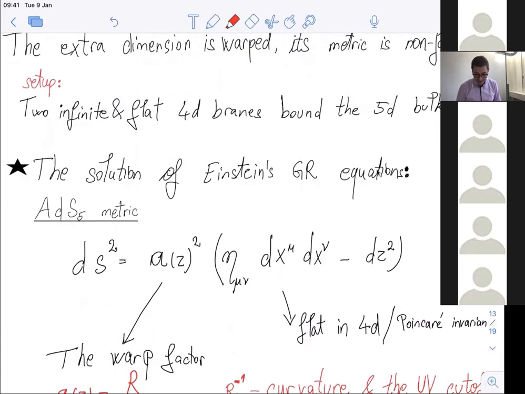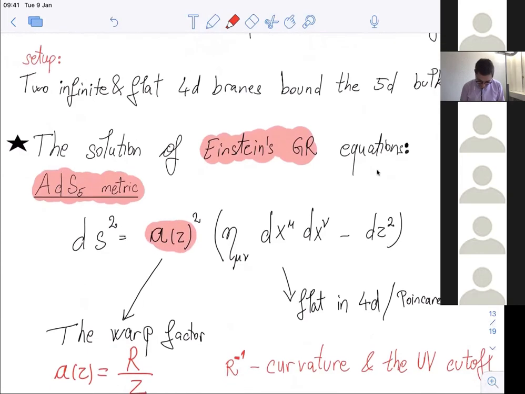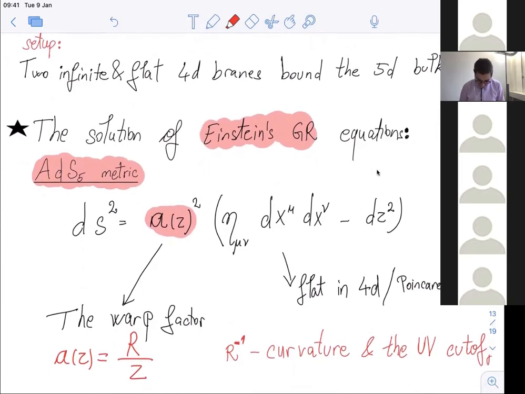And with this, they solve the Einstein GR equation and get the metric of this space. The metric which comes out is the AdS5 metric, anti-de Sitter in 5 dimensions. This metric has two interesting properties. First, there is the warp factor, A(z), which multiplies this term, and it is a function of z, where z is the coordinate in the extra dimension.